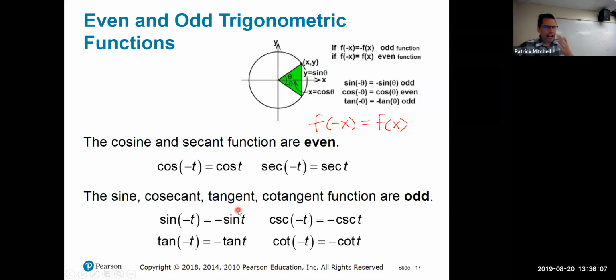So just think of it as the x is going to stay the same, the y is going to become the opposite, and that's why these other ones are all odd also, because tangent y divided by x will turn into negative y divided by x. 1 over y will turn into 1 over negative y. X over y will turn into x over negative y.